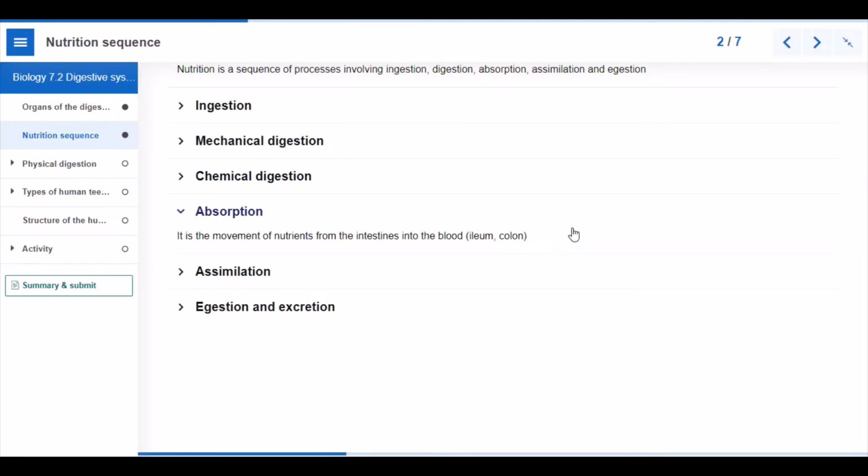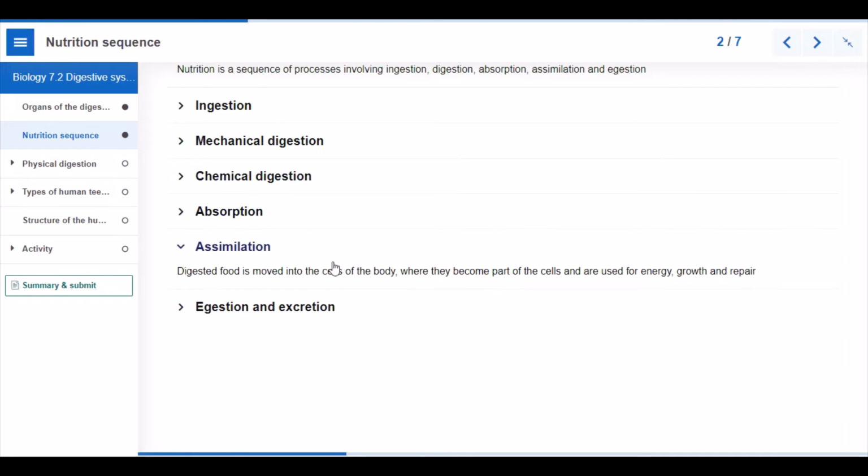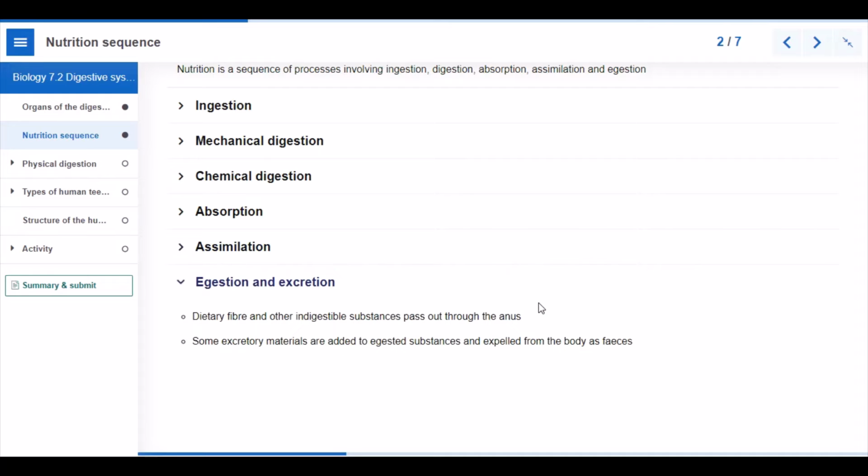Absorption is the movement of nutrients from the intestines into the bloodstream, and this is mainly in the ileum and the colon. Assimilation: digested food is moved into the cells of the body where they become part of the cells and are used for energy, growth, and repair. Digestion and excretion: dietary fiber and indigestible substances pass out through the anus, and some excretory materials are added to ingested substances and expelled from the body as feces.